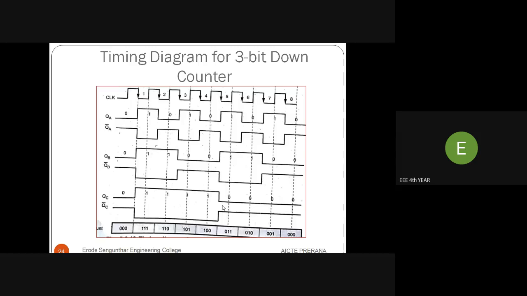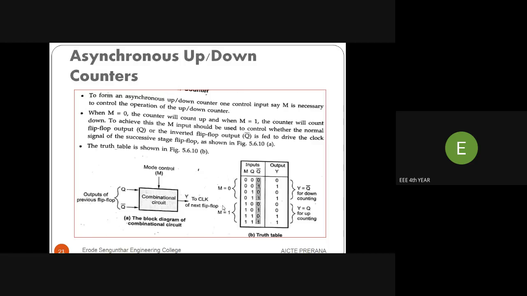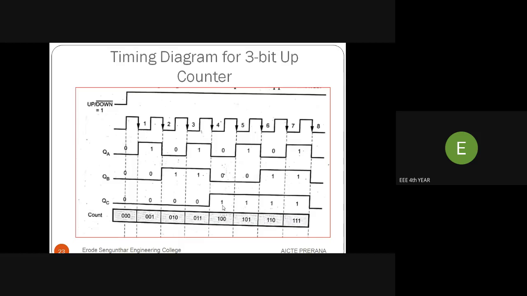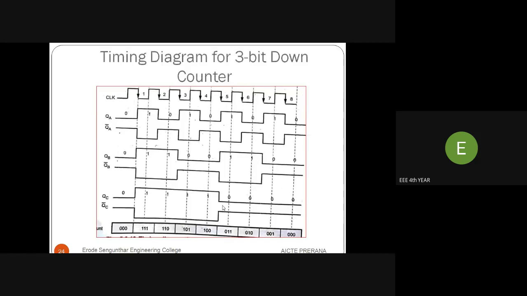See the image here. When it's used as a down counter, we use the previous flip-flop's Q bar output. So we are complementing the QA output: if the QA output is 0, the QA bar is 1, like that. So QA bar, QB bar, QC bar. So it counts the value down: 000, 111, 110, up to 000, and again 111, 110. Again it counts down.